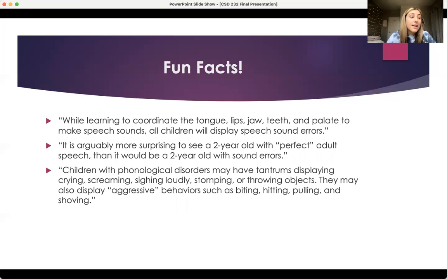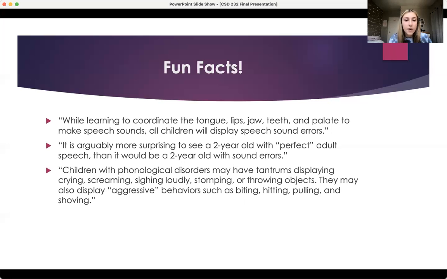Now for this slide, I wanted to explore some outside or external sources, and I found some fun facts that I wanted to include in my presentation today. The first one is, while learning to coordinate the tongue, lips, jaw, teeth, and palate to make speech sounds, all children will actually display speech sound errors. And it's arguably more surprising to see a 2-year-old with perfect adult speech than it would be to see a 2-year-old with sound errors.